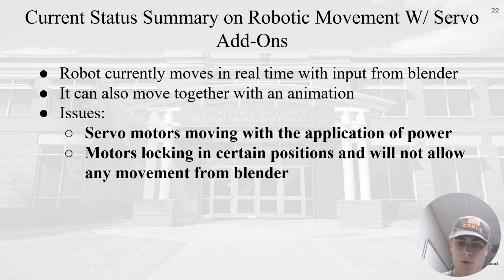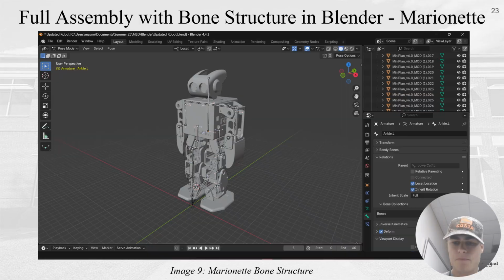So the robot currently moves in real time, and it moves together with an animation. We were having some issues with the application of power and servo motors locking up, but we've just recently solved that issue, and we have our servo motors set to a 0 position, and we're not having that issue anymore. So this is what our ultimate goal is and what we've recently achieved. We have a full STL file, which you can see, the gray robot with some armatures, also known as bones, inlaid within.